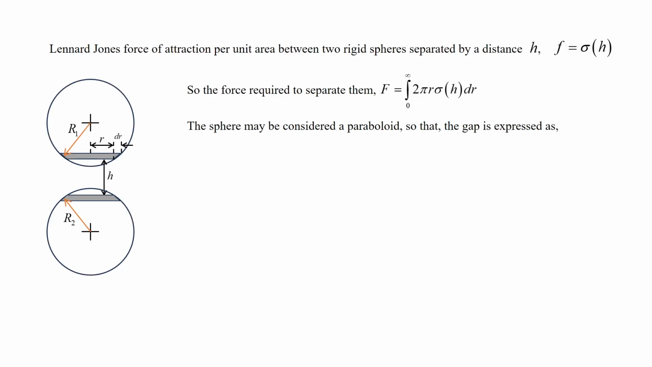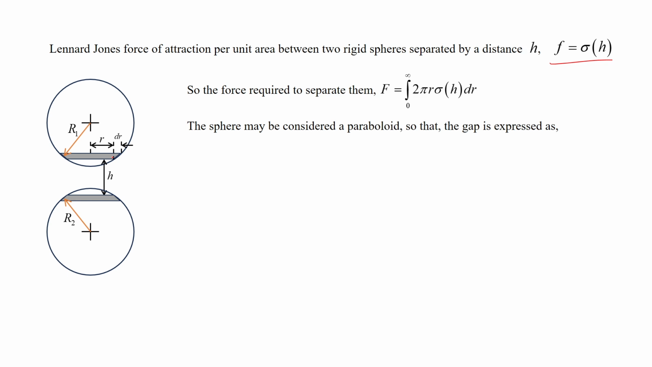So let us say that the Lennard-Jones force of attraction per unit area between two rigid spheres separated by a distance h is given by F equals sigma of h. This is the attractive force per unit area between two rigid spheres, and h is given by this particular gap.